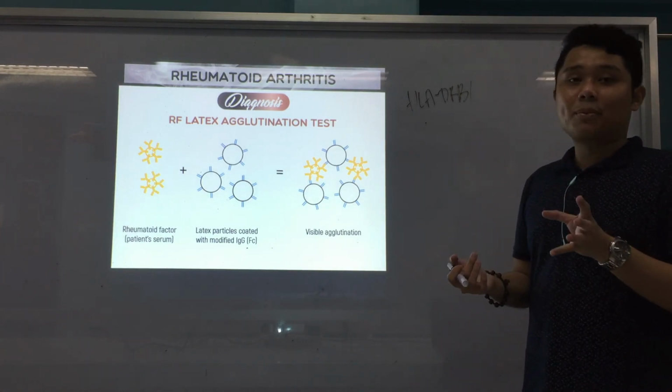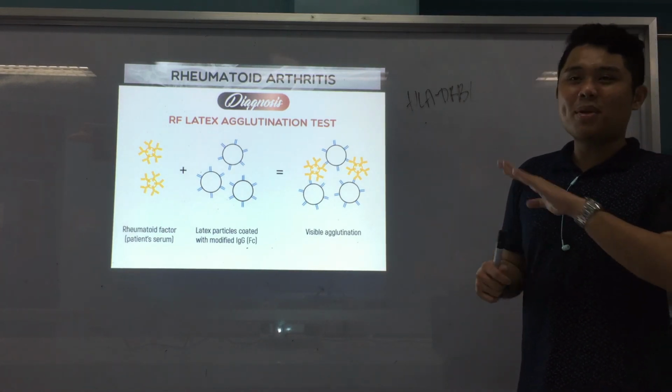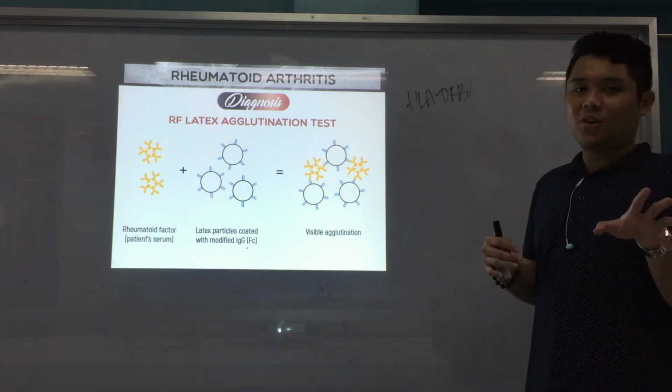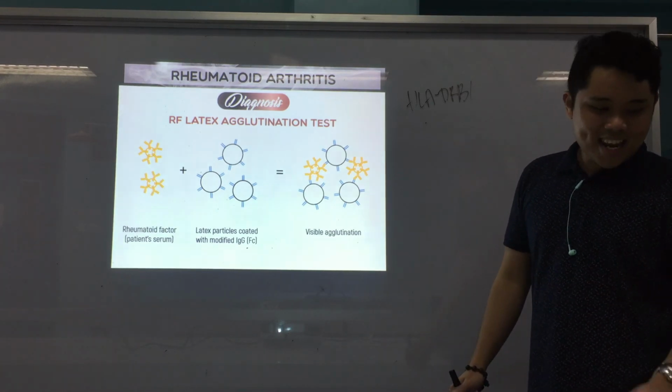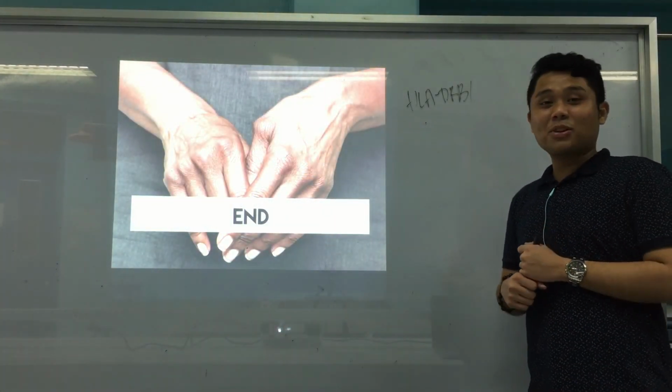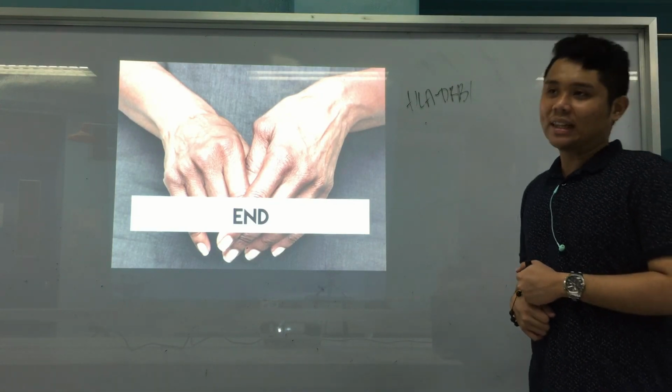Okay? So again, there will be a laboratory video for this. Alright? Same with ASO and CRP pa rin. Same procedure. Okay? Alright. And that's the end of our rheumatoid arthritis serology. So, quite short lang din naman.